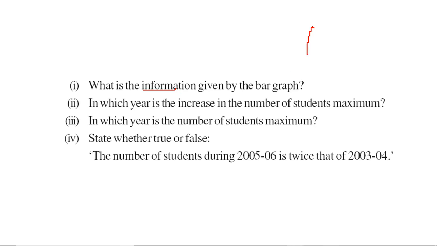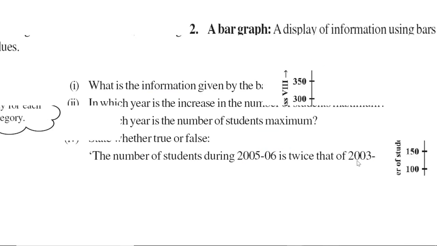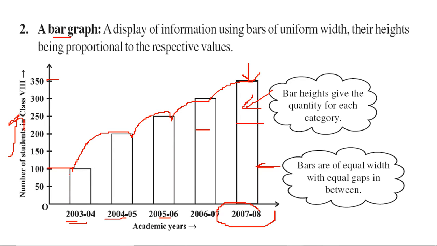It is the number of students and the year. So this is the year, this is the number of students. In which year is the increase maximum, in which year is the number of students maximum, and you have to say true or false: the number of students during 2005-06 is twice that of 2003-04. Let us see. In 2003-04 there were 100, and here we have 200. So it's good. And in which year is it maximum? 350.